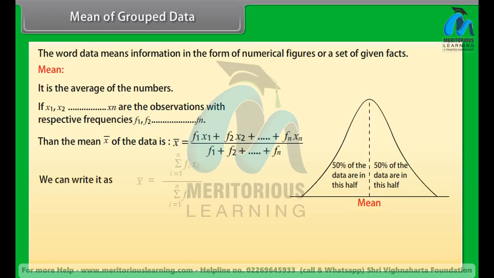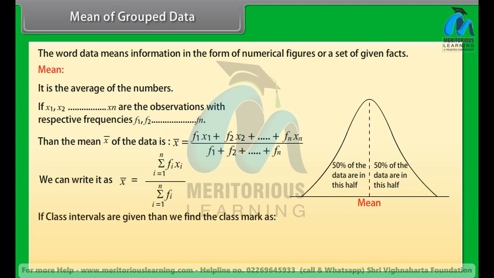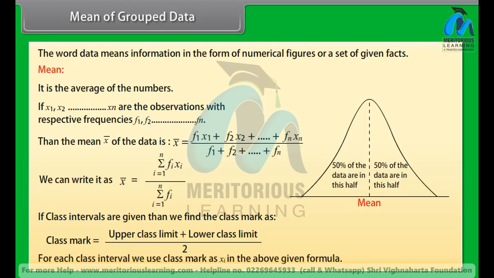We can write it as x bar equals summation from i equals 1 to n of the product of fi and xi, divided by summation from i equals 1 to n of fi. If class intervals are given, then we find the class mark as class mark equals (upper class limit + lower class limit) / 2. For each class interval, we use class mark as xi in the above given formula.